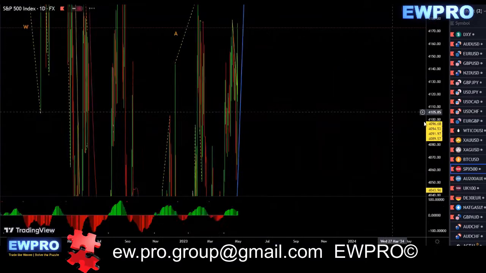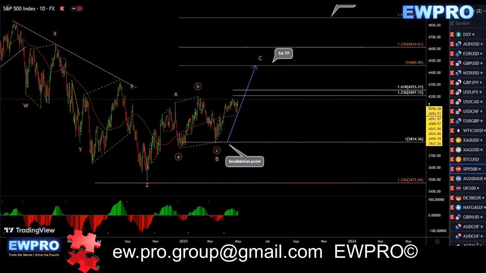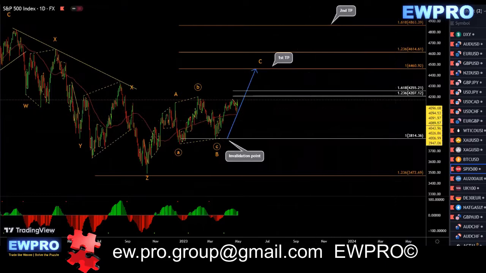S&P 500. So nothing's changed on the daily. We're looking at that A, B, C. It's still going up. Looking at that first target, and this is the second target, that 161.8.